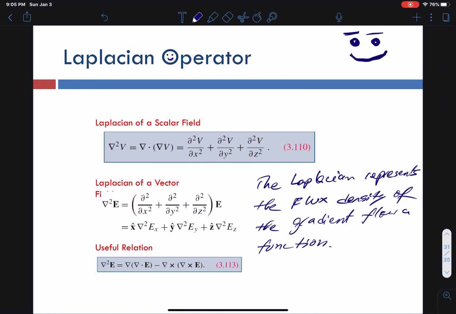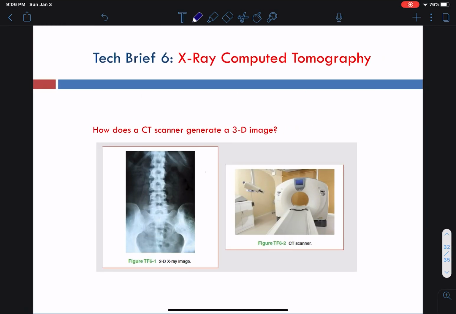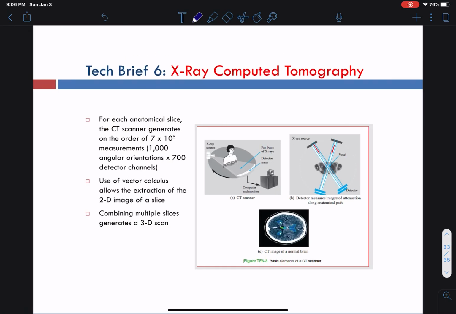And what is the Laplacian? You remember the gradient of V. If you take the gradient of V and then take the dot product with the del operator, that is called the Laplacian of a scalar field. What it means is that the Laplacian represents the flux density of the gradient flow of a function. That's the Laplacian. An application of this is in a CT scanner, because you have a 3D image and then transform it to a 2D image. That all happens with vector calculus.